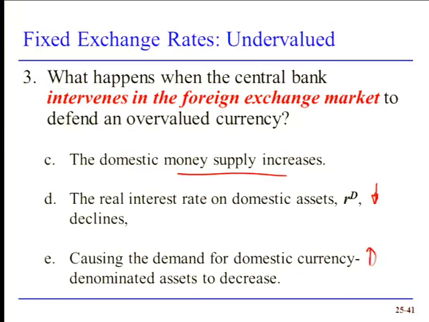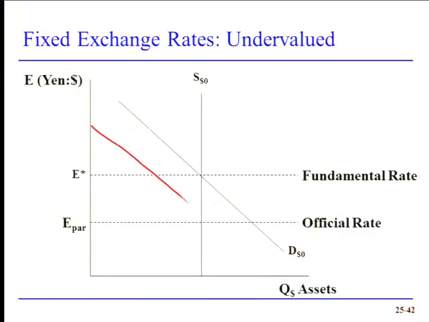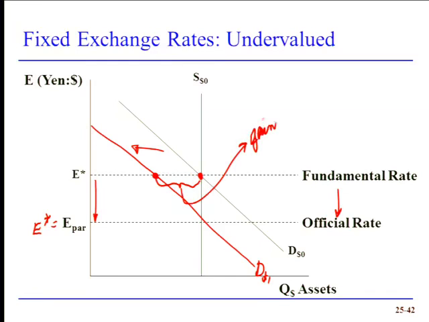Variable interest rate comes down, the demand for the domestic currency also falls. The demand curve shifts to the left. The fundamental rate then would fall to the official rate. So E star is now equal to E par. And what we see then is this difference here shows us the gain in international reserves.